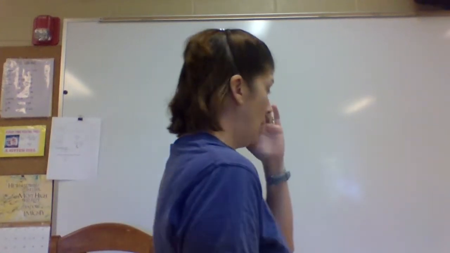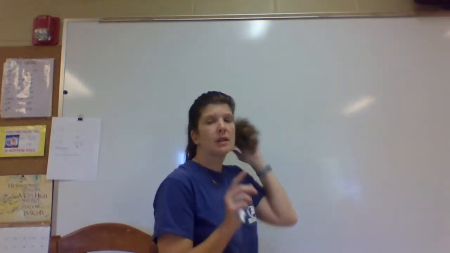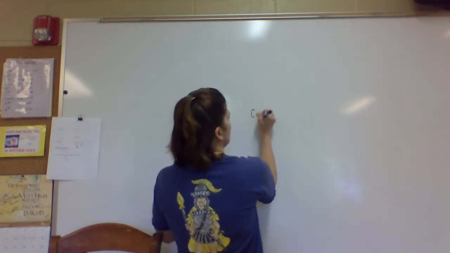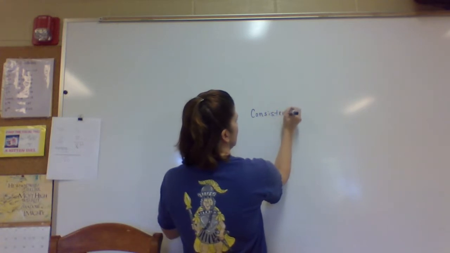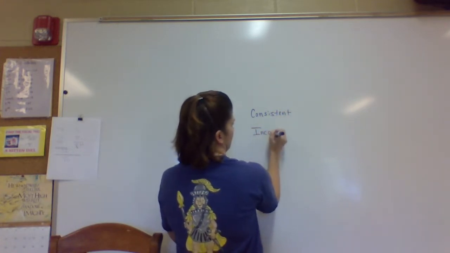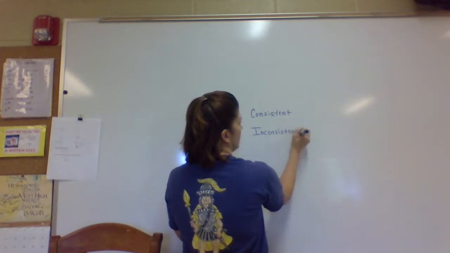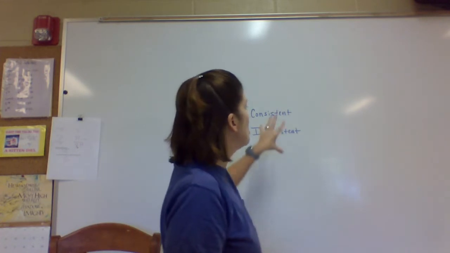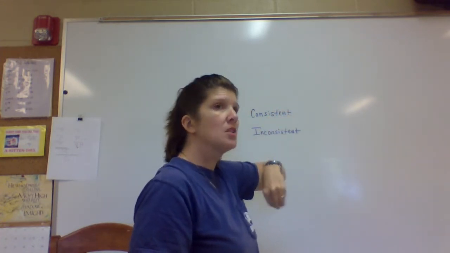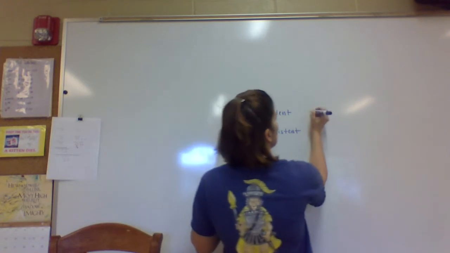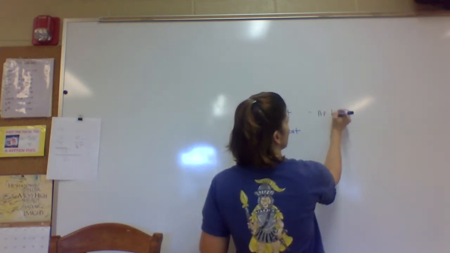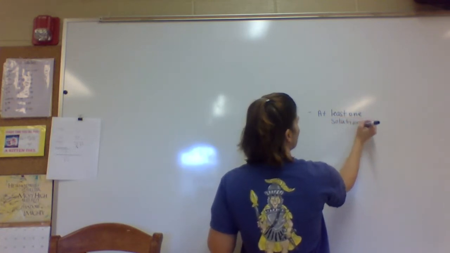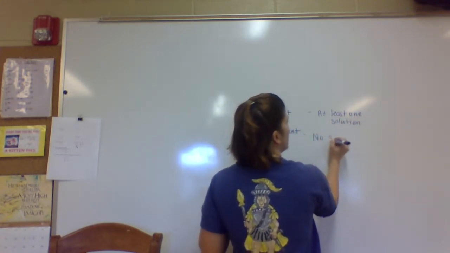Okay, so a lot easier this time. We're going to basically learn some vocabulary, and we've already talked about this, like I introduced it before it came into this section. But here's some words: consistent, inconsistent. This is just the mathematical term for do the lines ever cross or do they not cross? So consistent means there is at least one solution. And inconsistent is another way to say there is no solution.